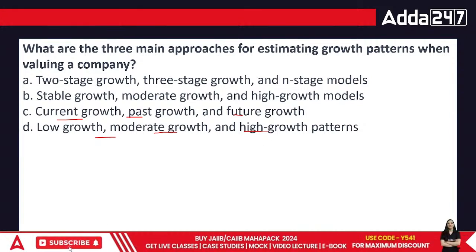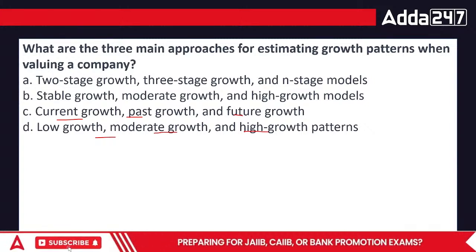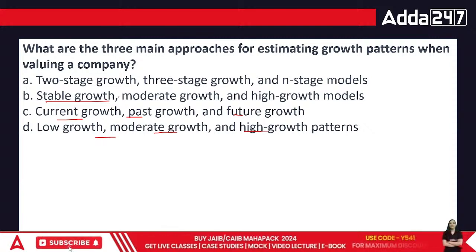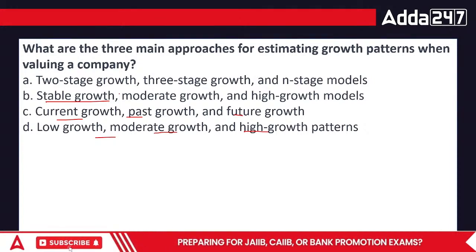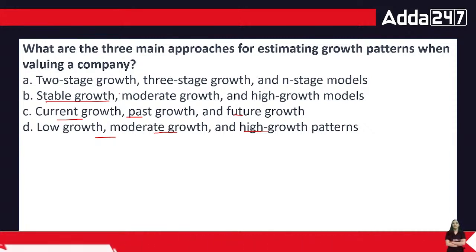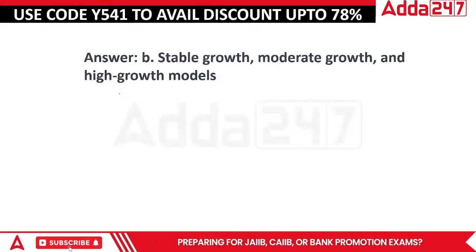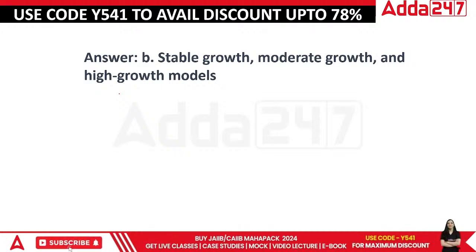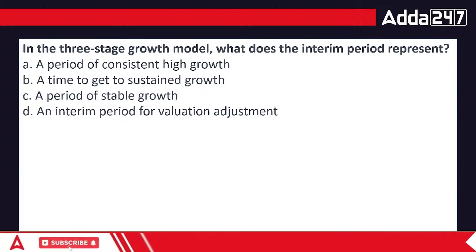But basically, sometimes organizations, because they are getting older, have a stable growth rate. And once you are in the beginning of the entire work, then you have a moderate growth rate. And normally we have a high growth rate as well. When the work is actually in our favor, then it is called high growth rate. Stable, moderate, high. In the 3-stage model, what does the interim period represent?